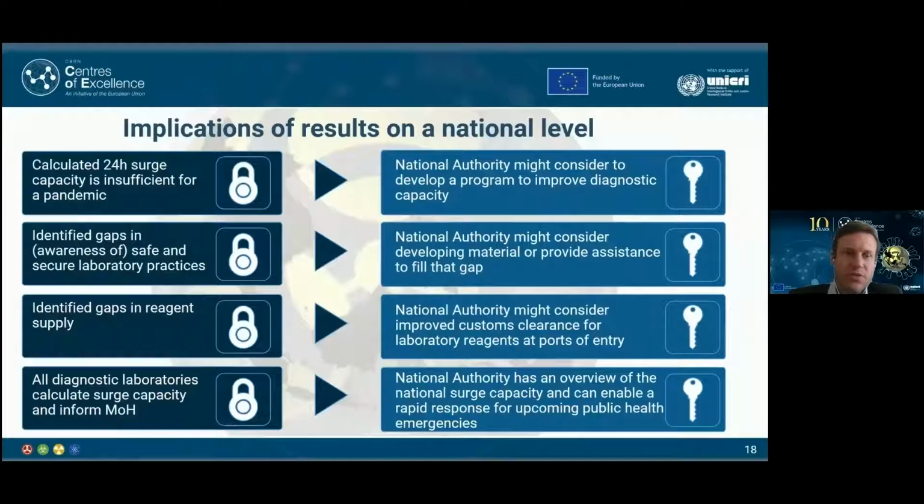What is also possible is that all diagnostic laboratories calculate surge capacity and inform the Ministry of Health or the national authority. And then the national authority also has an overview of how much each lab can test, and therefore can enable a rapid response for upcoming public health emergencies, because they are aware of how they can distribute the samples to the different labs without requesting more of the labs than they can achieve.